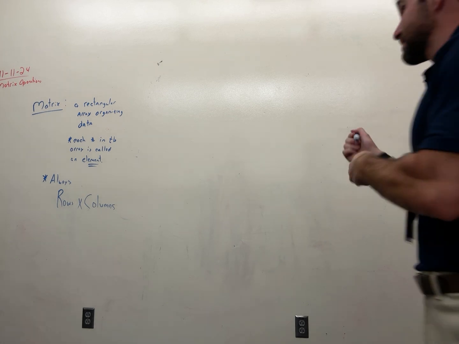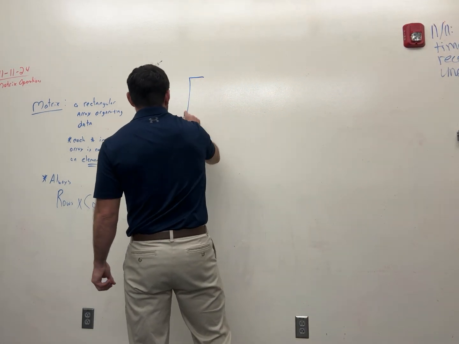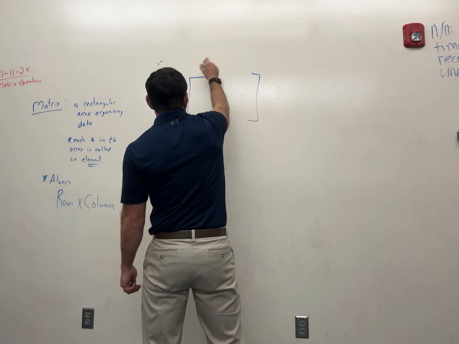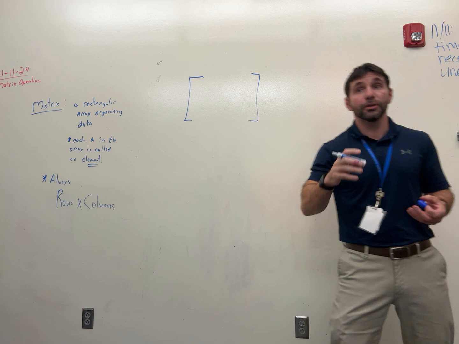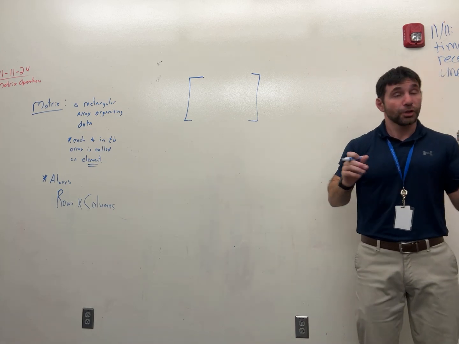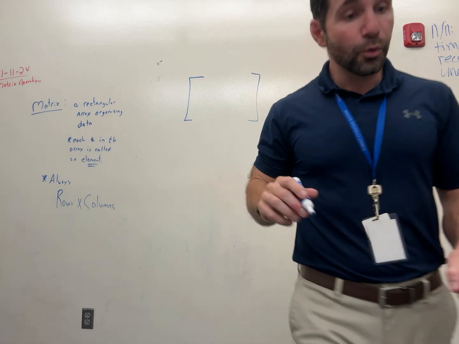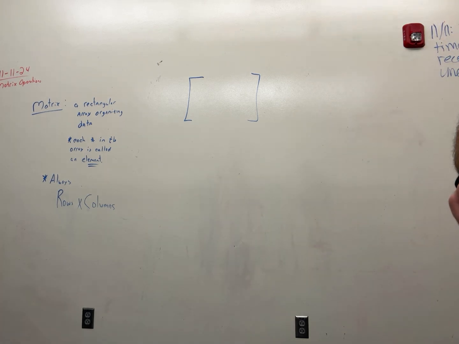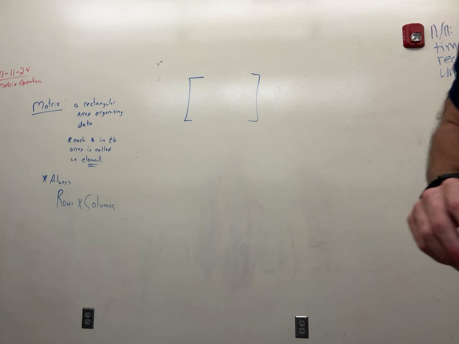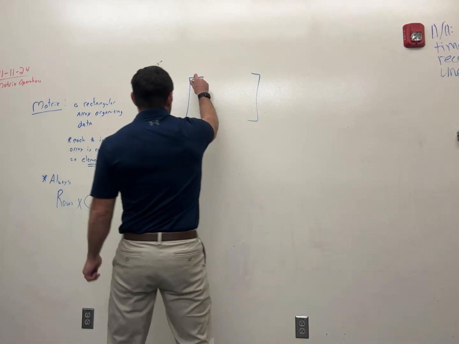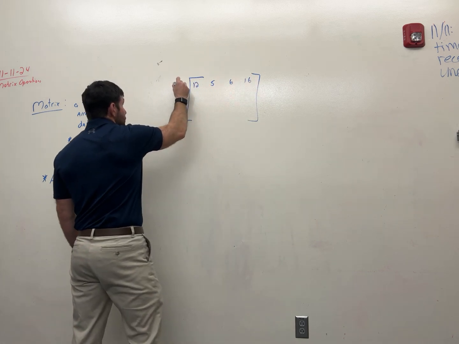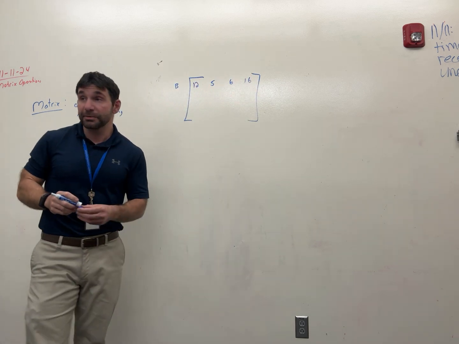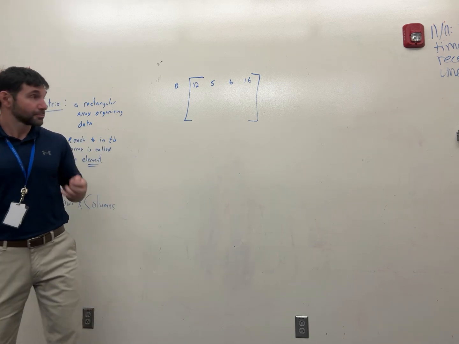If I wanted to make this into a matrix, I can go blue, red, green. It doesn't matter. Do you want to make the colors the rows or the columns? The rows. So the rows are my blue. My blue is 12, 5, 6, and 16. Does everybody see how I got that? Finish the rest of it.